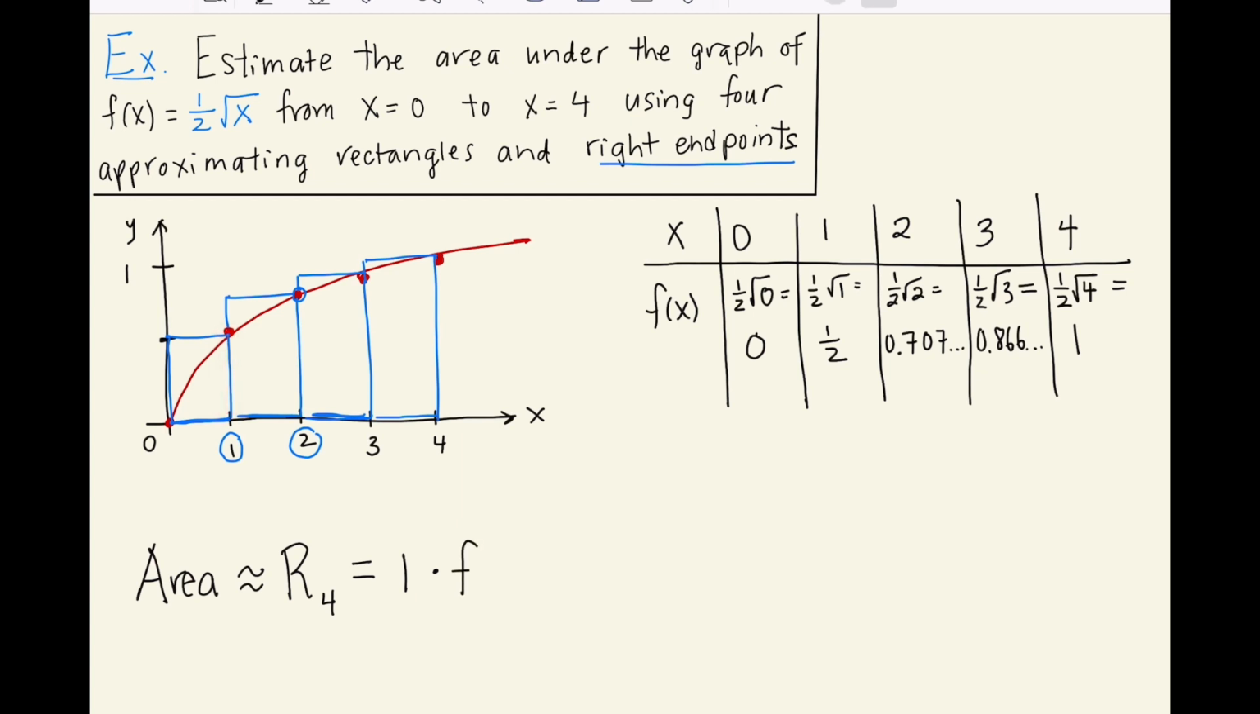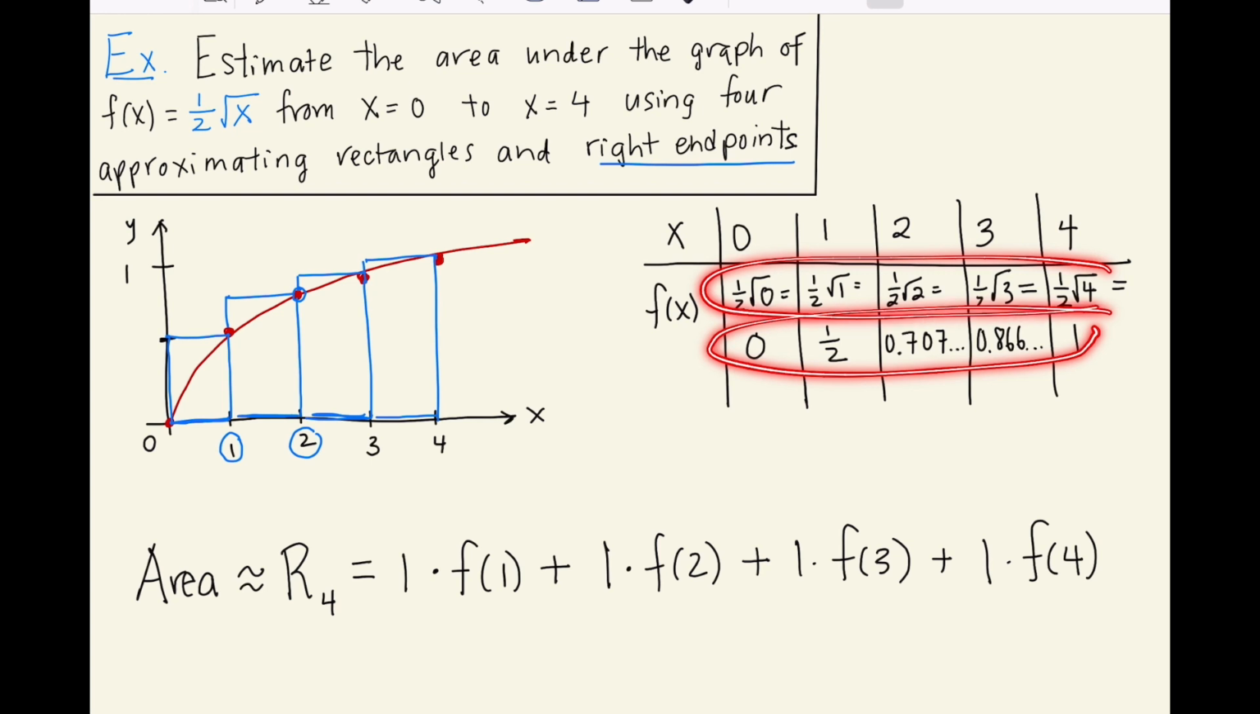So let me just write that down in this form. And I'm going to add the area of the second rectangle. The base is also 1. The height of this rectangle is given by f of 2. Now the third rectangle, again, base 1, height f of 3, plus the area of the fourth rectangle, base 1, height f of 4. Now using the table I created here, I can fill in those values. If I use these values and plug them into my calculator, though, I can get a better approximation since I won't be rounding. So let me just do that.